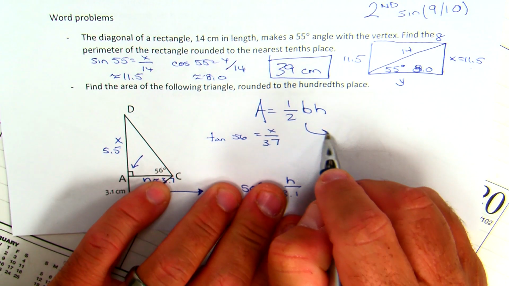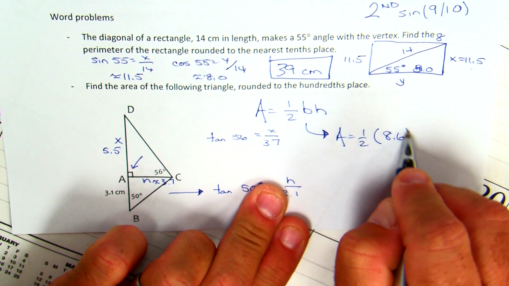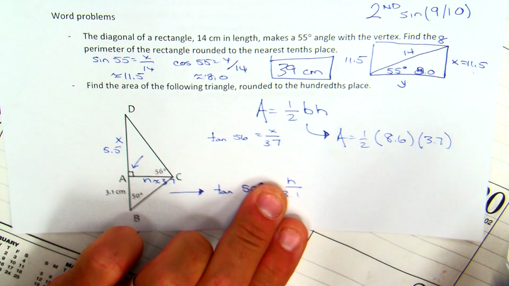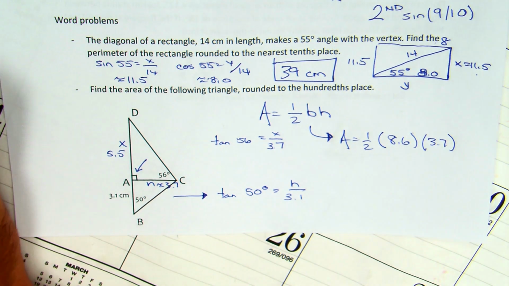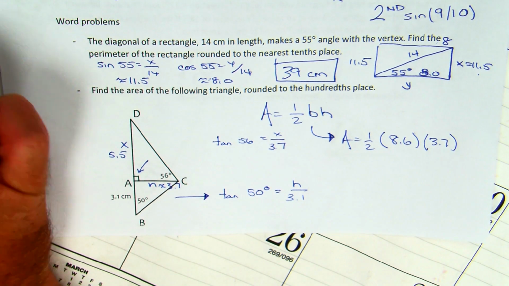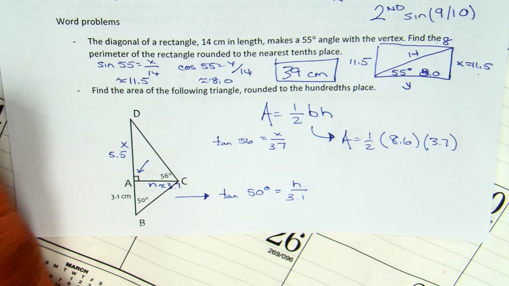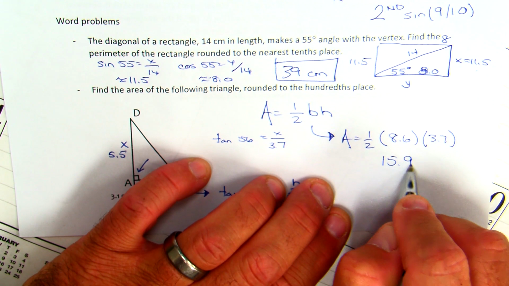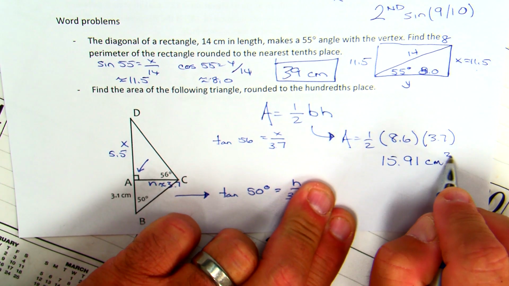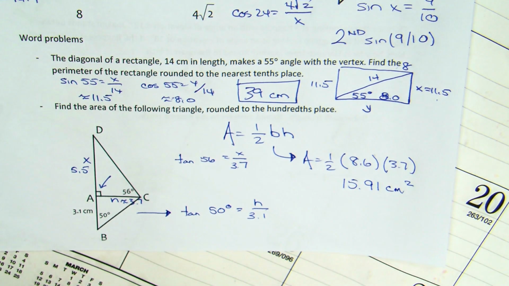Brings me back to my equation. A equals 1/2 the base, which is 8.6, the height, which is 3.7. And then round it: 8.6 times 3.7 divided by 2. I get 15.91 centimeters squared. Any issues with page 1?